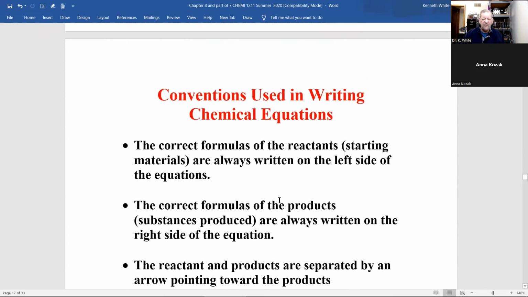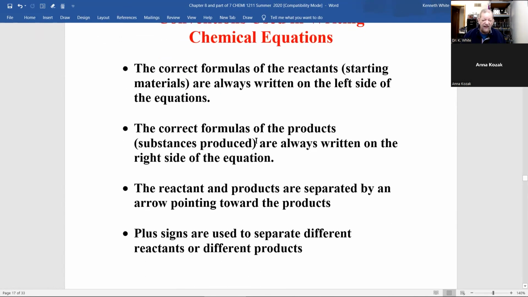Now, when we write a chemical equation, there are certain conventions. The correct formulas for the reactants, the starting materials, are always written on the left side. We just did that. And the correct formulas of the products, the substances produced, are always on the right side of an equation. The products and the reactants are separated by an arrow, and that arrow is always pointed at the products.